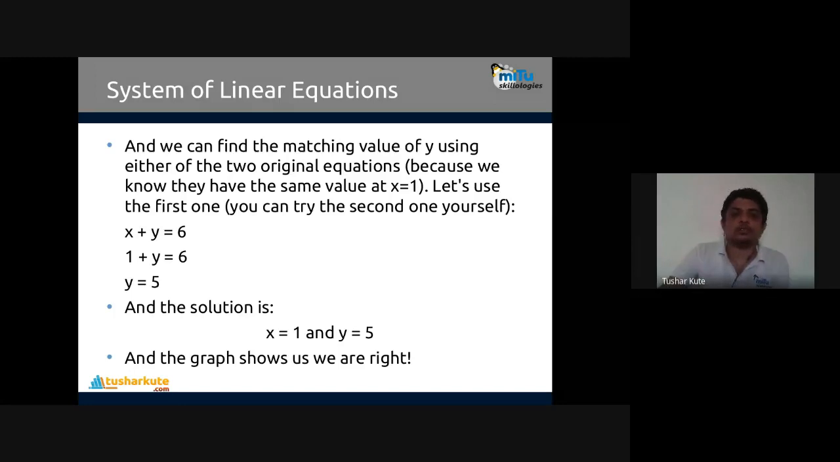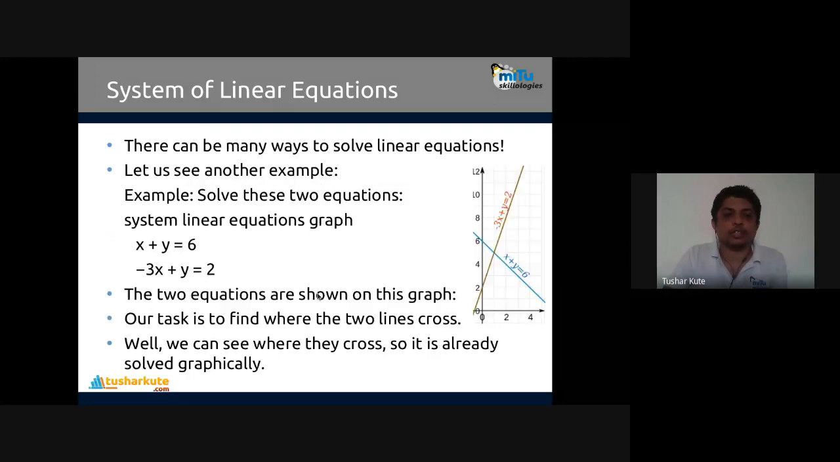Correct. Or if you put this value x equal to 1 in the second equation, minus 3 plus y equal to 2, and move the minus 3 to the other side, 2 plus 3 is 5. Y is equal to 5. Getting it? This is the system of linear equations.